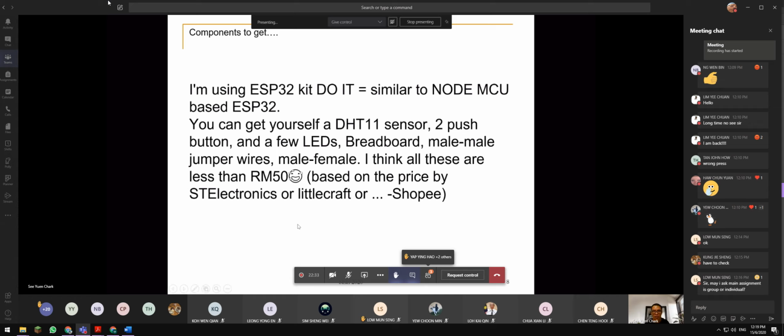However, I already did some investigation online by going through Shopee. They have 2 shops from Penang, STE Electronics or Little Craft. So for all of these components, the ESP32 DoIt kit is similar to NodeMCU ESP32, and there is the DHT11 temperature and humidity sensor, a few push buttons, a few LEDs with a breadboard and male jumper wires, and so on. All this costs less than 50 ringgit only.